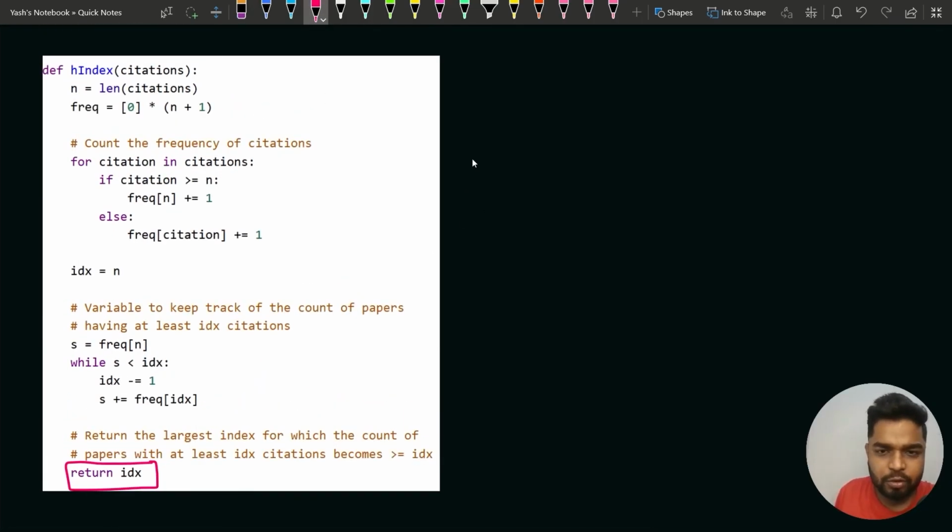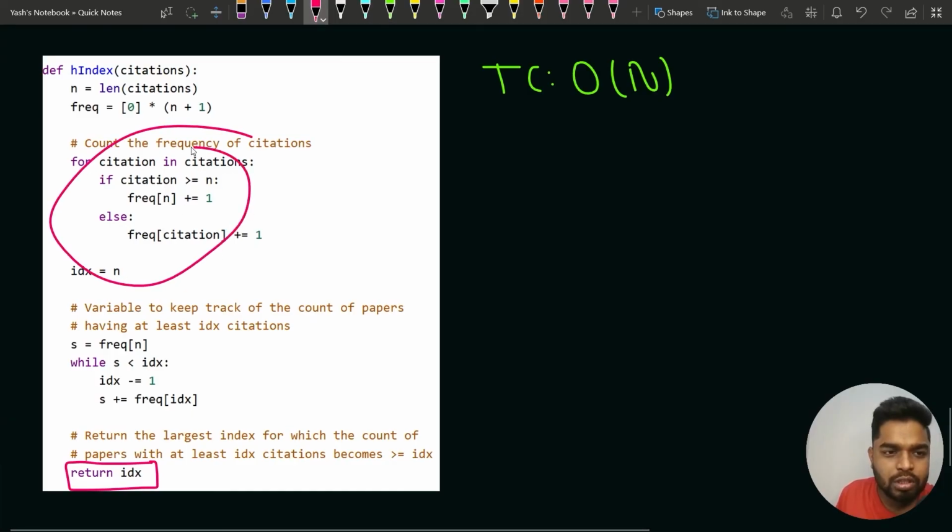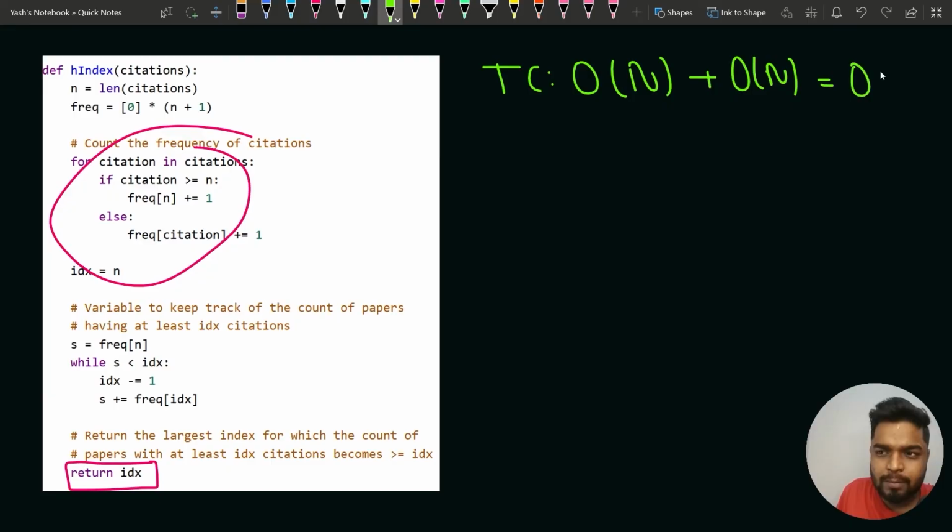Now, what is the time complexity for this particular approach? The time complexity would be order of n. Why? Because firstly, we are running one loop for iterating throughout the citations array. Plus, in the worst case, we are running another order of n time using the second while loop here. So this is overall order of n only, right?